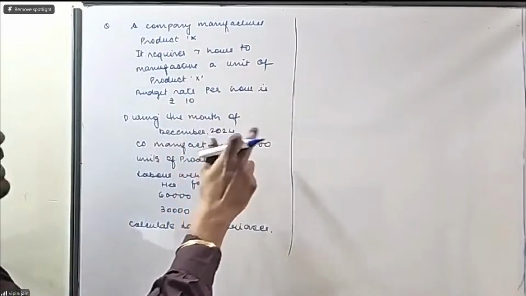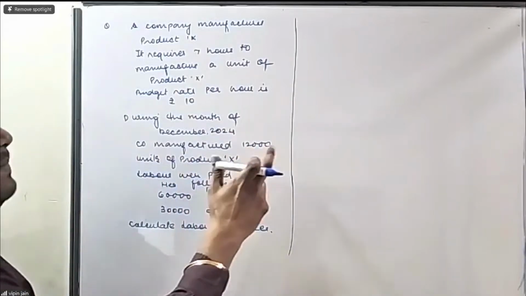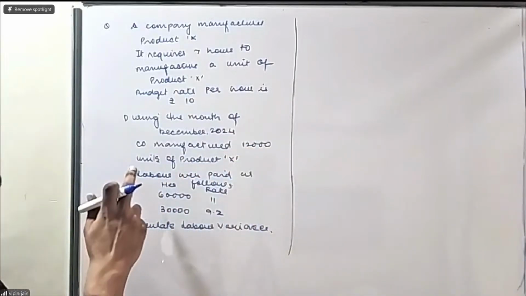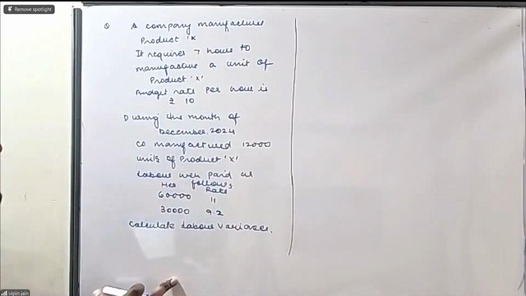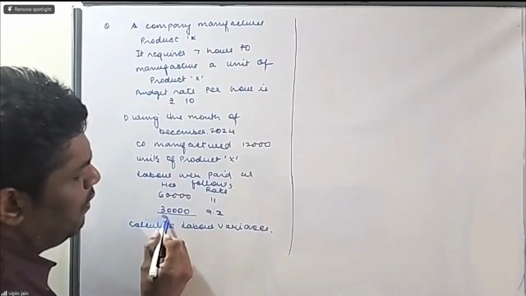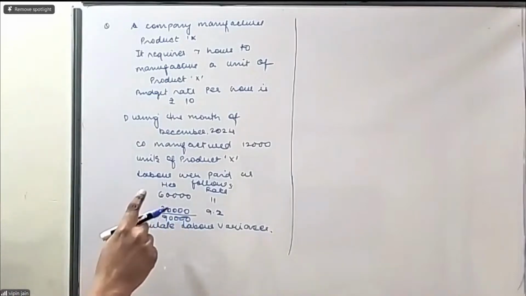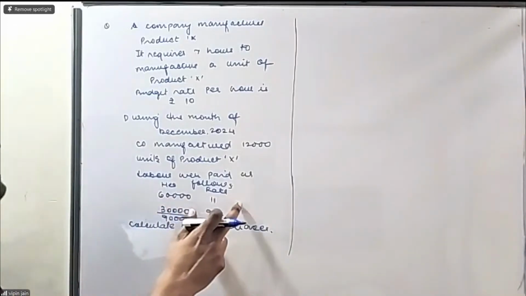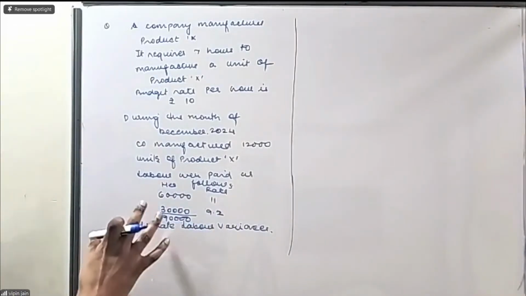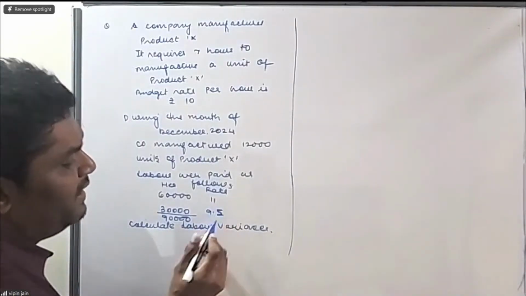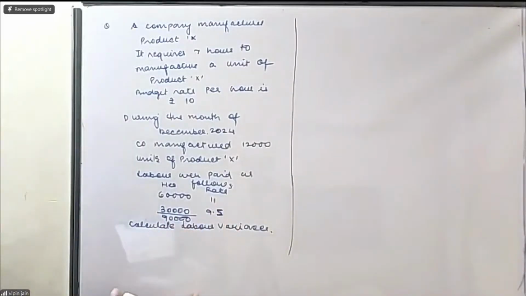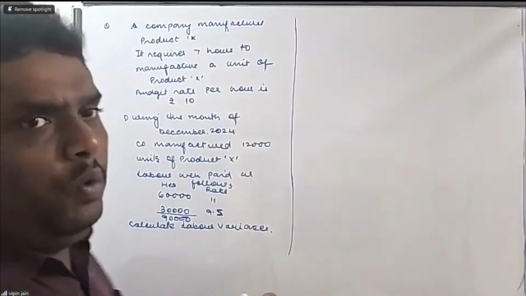During the month of December 2024, the company manufactured 12,000 units of product X. Labor were paid as follows. That is, for 60,000 hours, we paid at the rate 11. And for 30,000 hours, we paid at the rate 9.5. Let's not complicate the figures. You are required to calculate the labor variances. Waiting for your answers now.